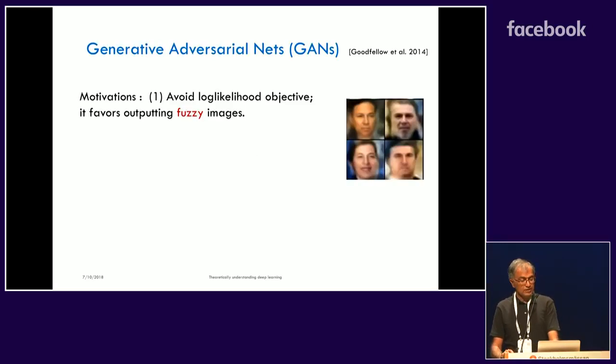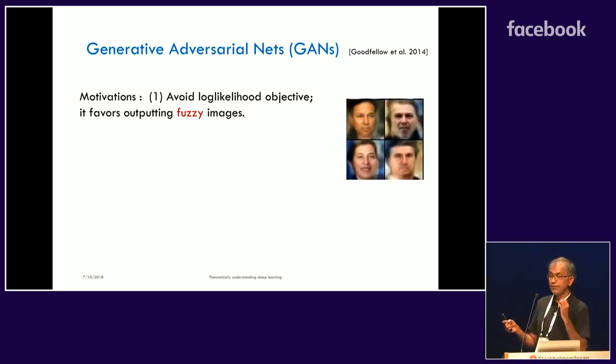Now, generative adversarial nets change this as follows. They get rid of the log likelihood objective. And the reason they do that is because it's been long known that this log likelihood objective favors the model outputting fuzzy images. Because the log likelihood objective is really averse to not putting probability on anything, because it may get this image on future data, which it may have to put a probability on. So it always tries to generate these fuzzy images, which could look like this face could look like many people.